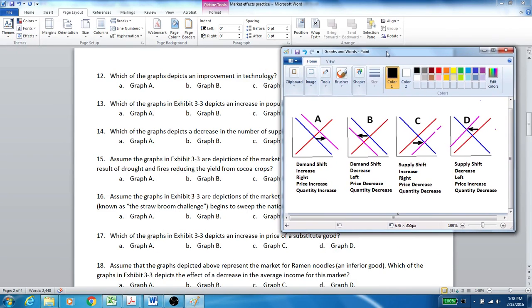When there's a decrease in the supply of cocoa, we see what we see in graph D. So the cost of cocoa futures will go up, and the quantity of cocoa futures will go down. D will be the answer for that one.